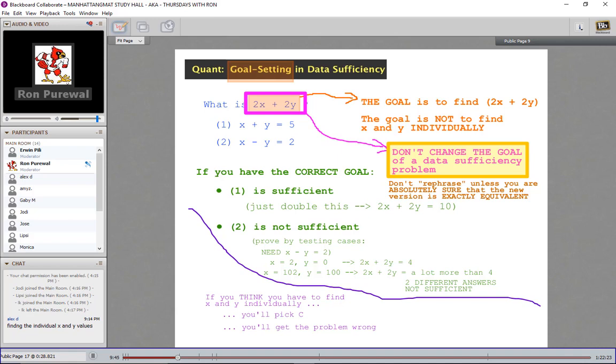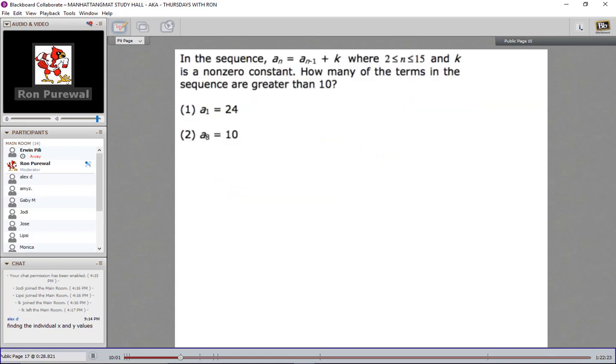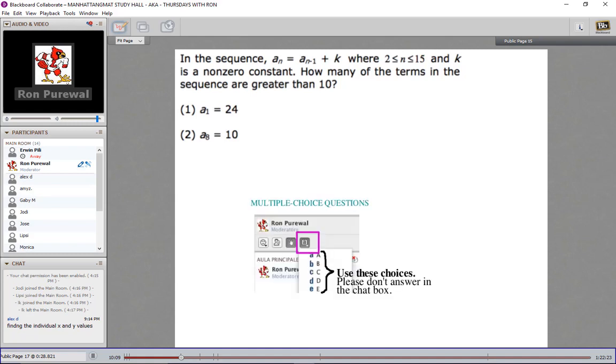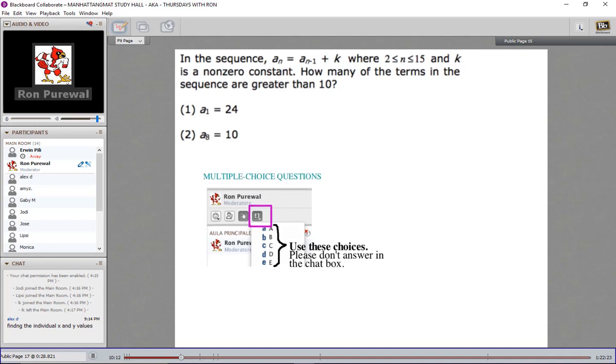Okay, let's do a problem. Any questions before we dig into one here? Let's do it. Let's do a problem. Grab one for you. How about that one right there? That's where your multiple choice questions are found.